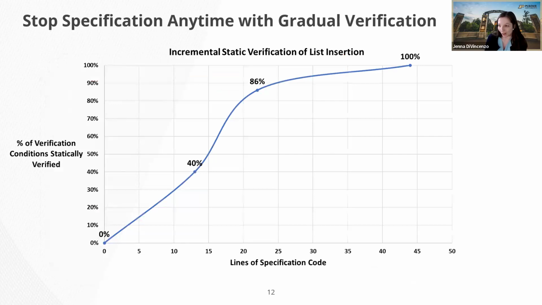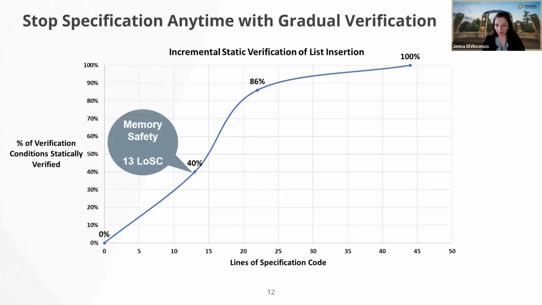So take a look at this graph, which shows the incremental buildup of a proof that a list remains acyclic after insertion. To start, Daisy uses 2 question marks, specifying only 13 lines of specification code, and this is mostly going to be proof obligations around memory safety. And even though she hasn't specified a lot, still 40% of those verification conditions can be statically verified.